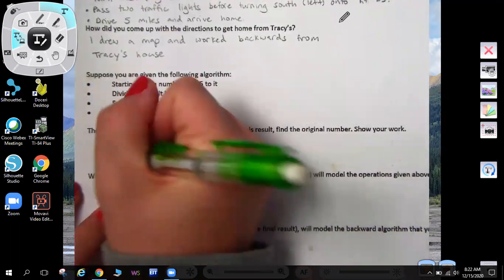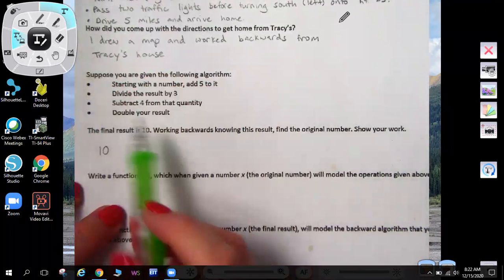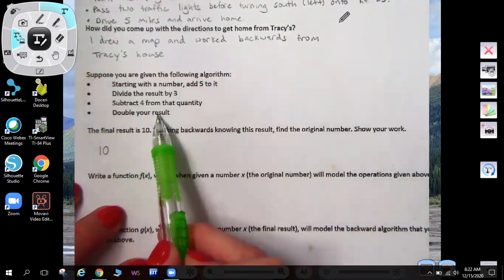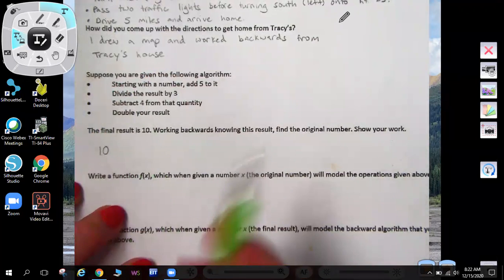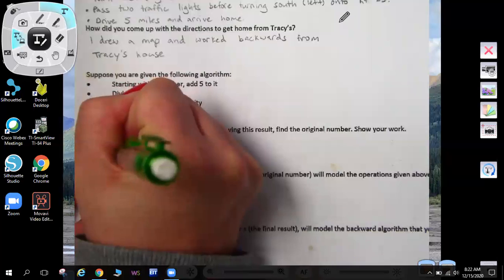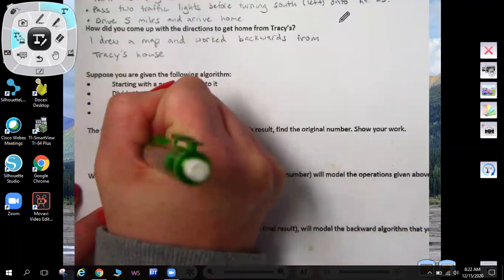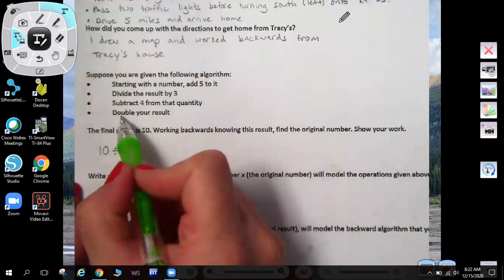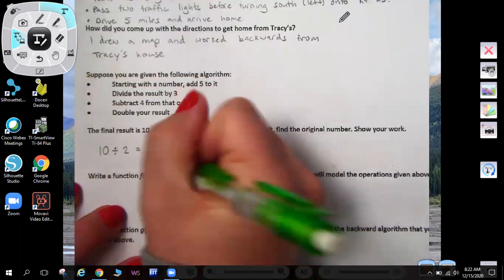So we ended up with 10. And the last step that we did was to double what we had. So if we had a number and we doubled it to get 10, we can find what that number is by dividing 10 by 2. So the opposite of doubling your result would be dividing by 2 to get 5.